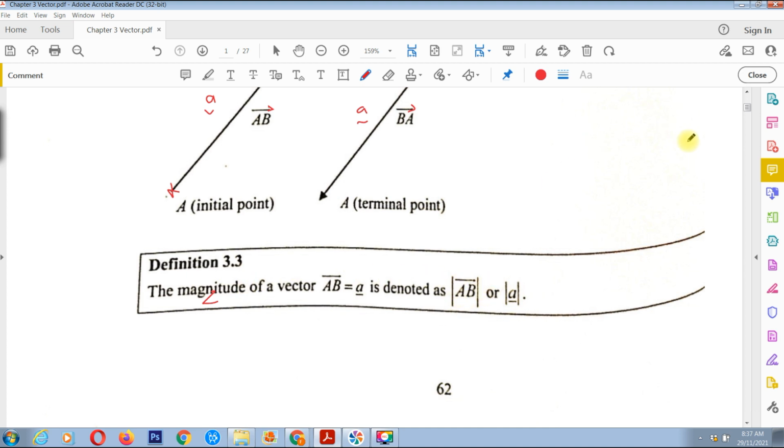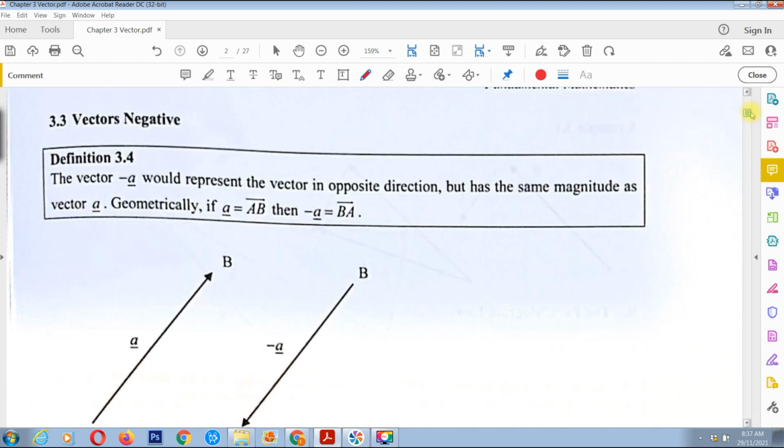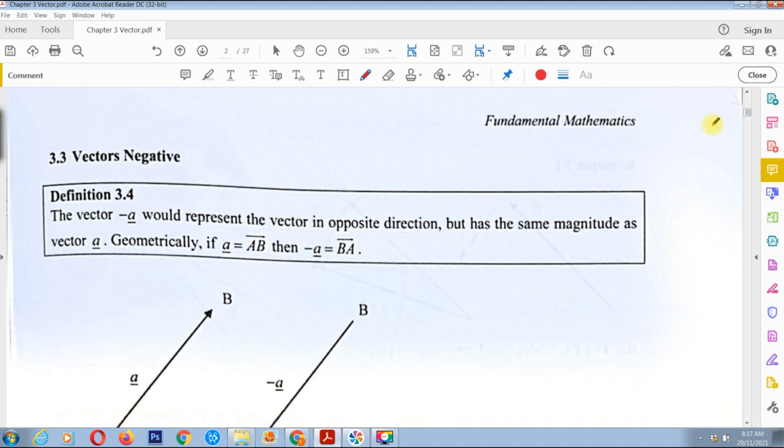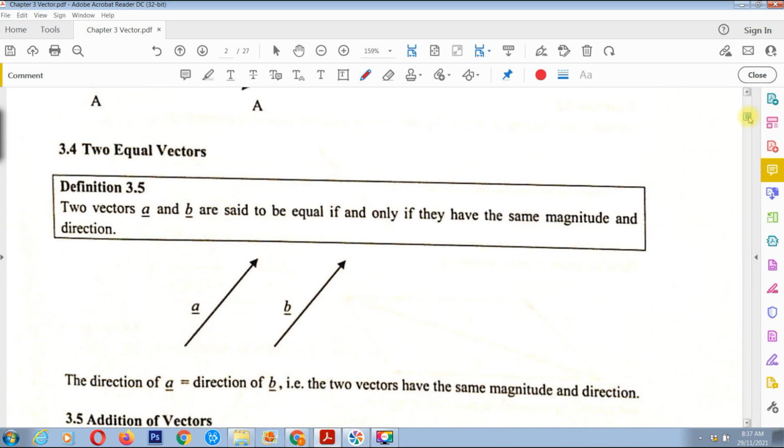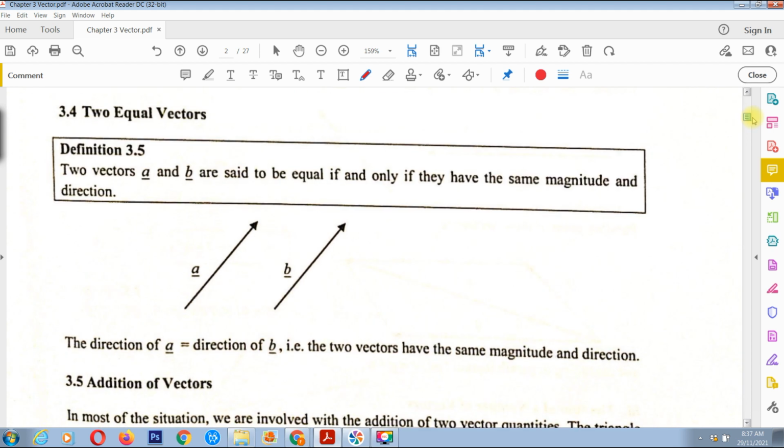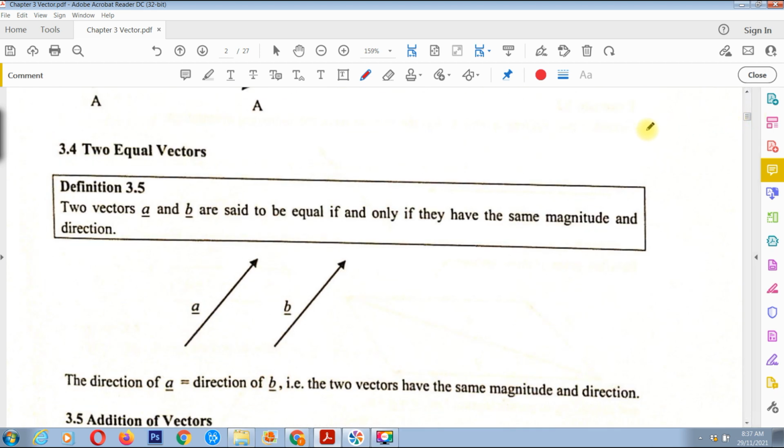We take the modulus on both sides. And then we have the negative vector. A negative vector has the same magnitude but a different, opposite direction. Two equal vectors: what is the meaning? Two vectors A and B are said to be equal if and only if they have the same magnitude and the same direction.